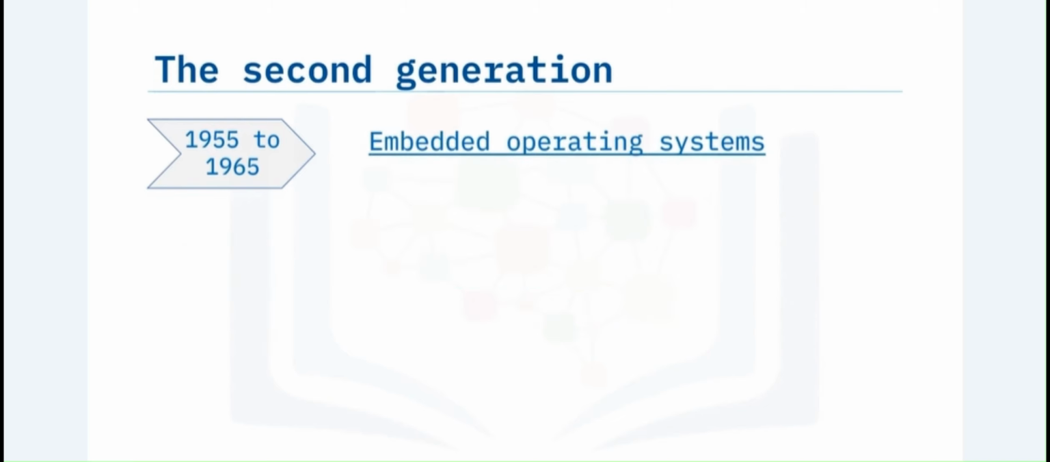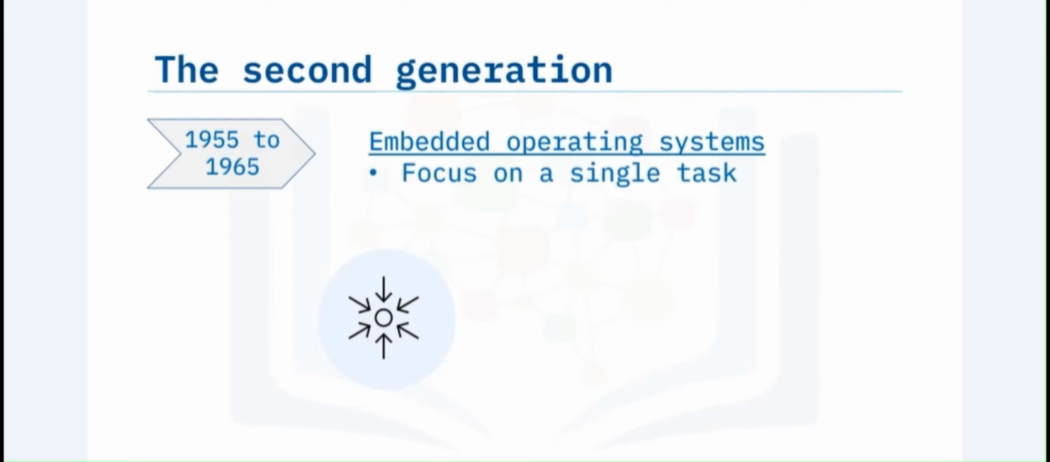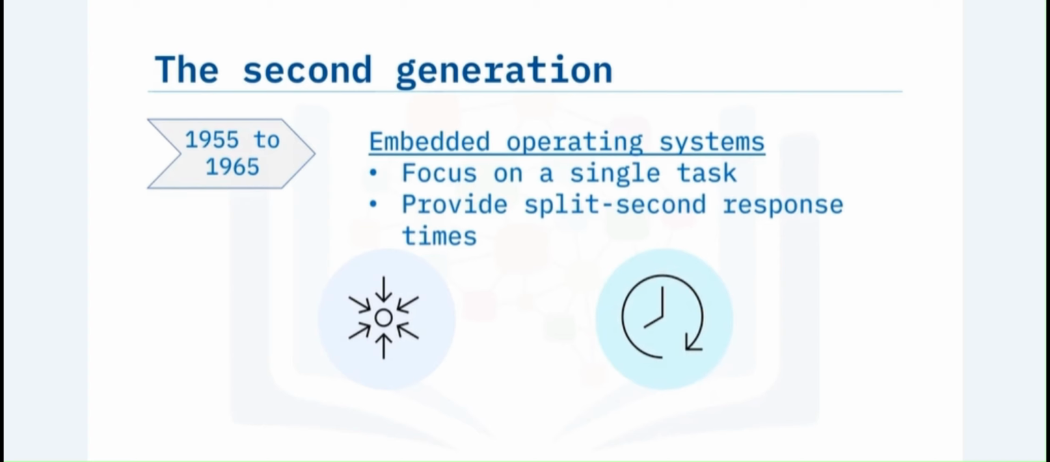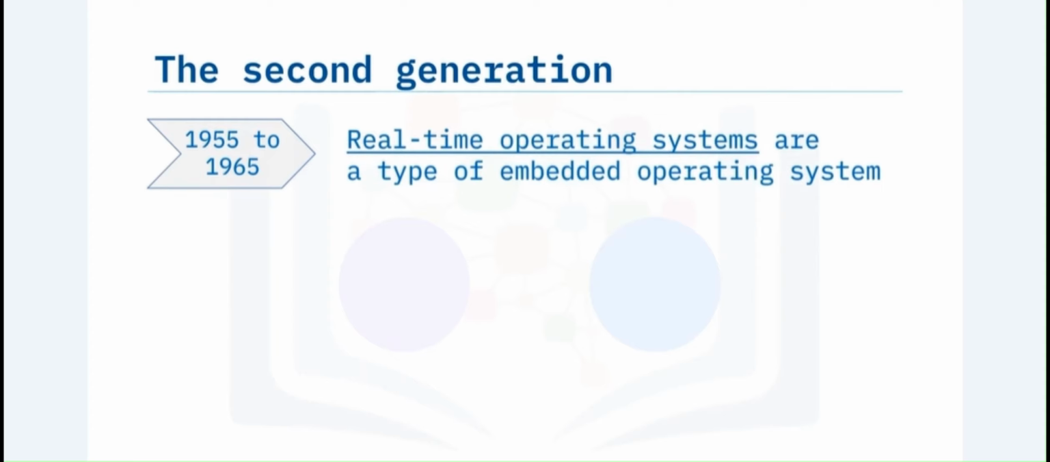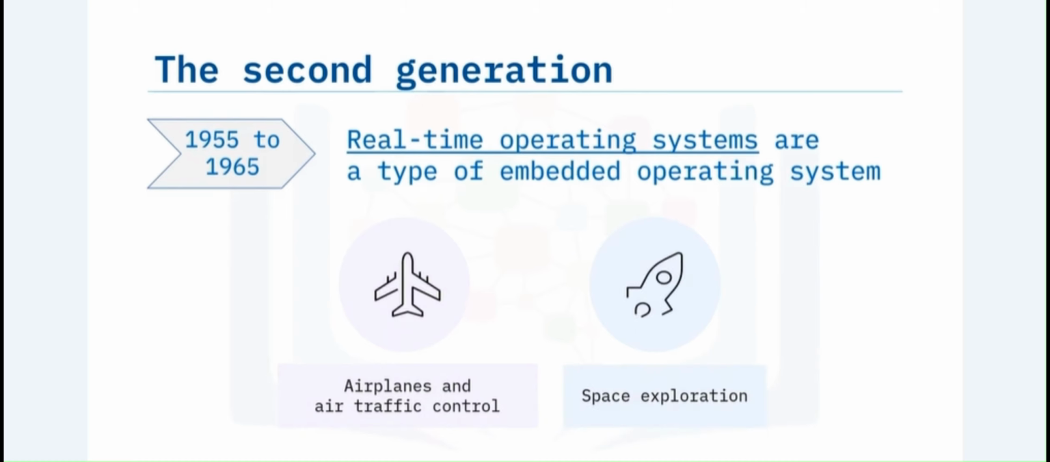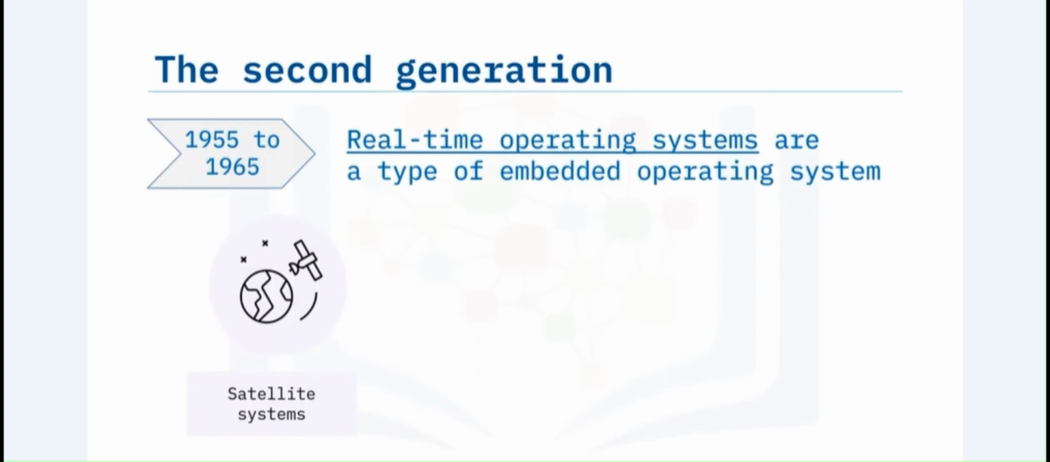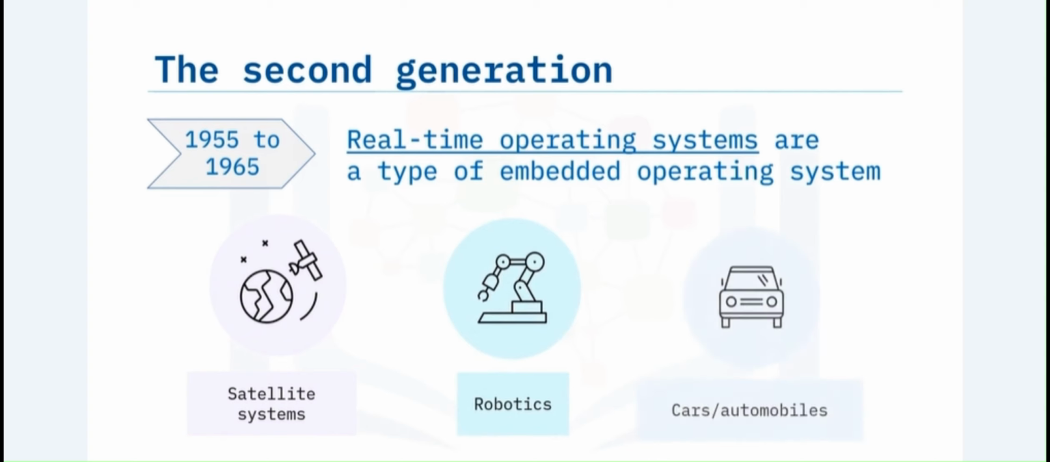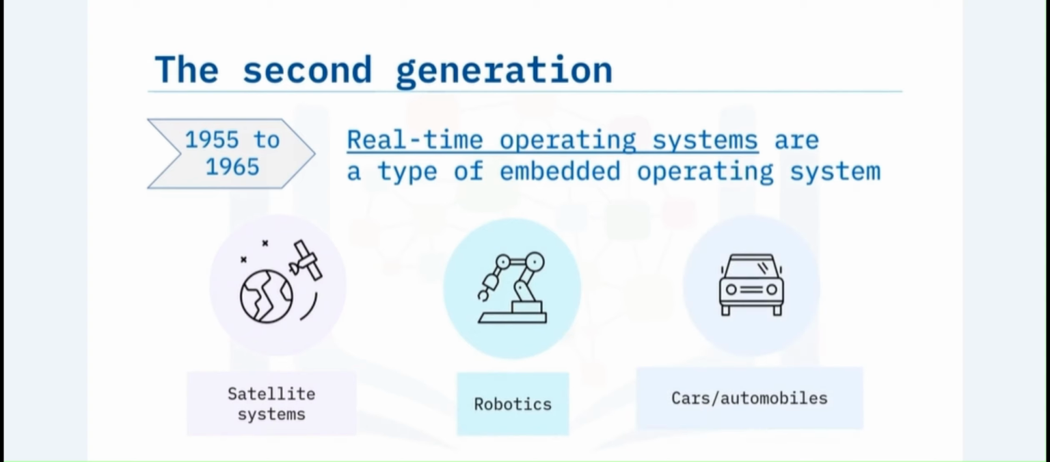Embedded operating systems developed in the early 1960s and still in use focus on a single task, providing split-second response times, also known as low latency. In case of a system error, these operating systems can restart where the task needs to resume. Real-time operating systems are a type of embedded operating system. Airplanes, air traffic control systems, and space exploration were among the first to use real-time operating systems. As time passed, satellite systems, robotics, and even our cars implemented real-time operating systems.